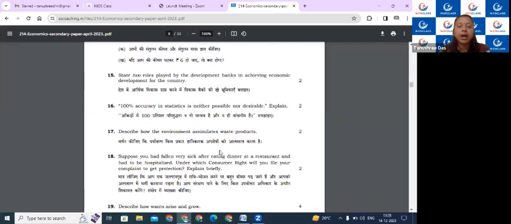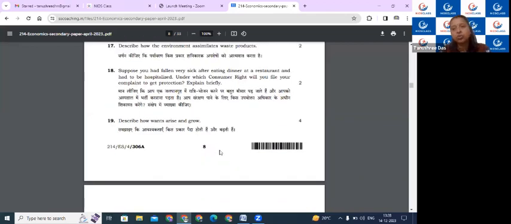Then describe how wants arise and grow. This we have already done. Wants arise because of changes in the economy. When there is a change, when there is development, there will be growth in the economy, which results in a rise in wants. That is the basic thing.